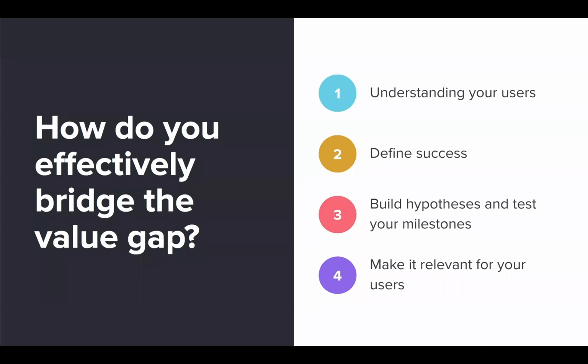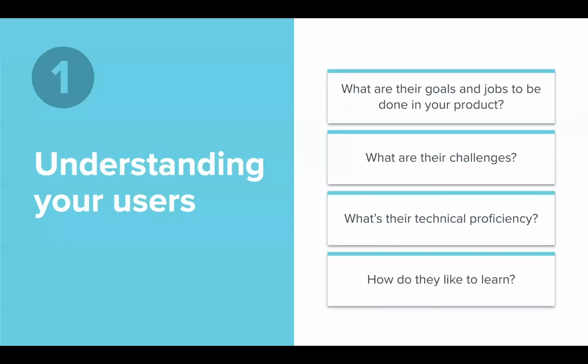And then forming hypotheses to test out how we move the needle on those success KPIs, and then ultimately iterating on those hypotheses to really make it as relevant to users as possible and adapt the content to the different needs of different types of users. So let's dive into each one of these. The first one is understanding your users. Again, this is kind of product management 101.